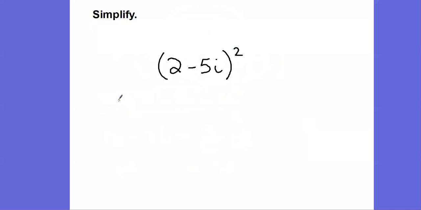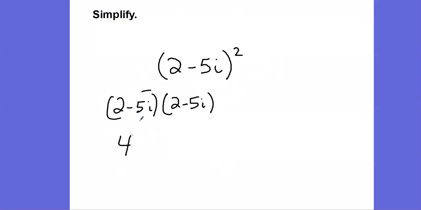Remember that when you square something, you're multiplying it by itself. So the better idea here would be to think of this as the quantity of 2 minus 5i times the quantity of 2 minus 5i. And this is one of your special patterns that you learned about previously for squaring a quantity like this. Anyway, let's FOIL this thing out.